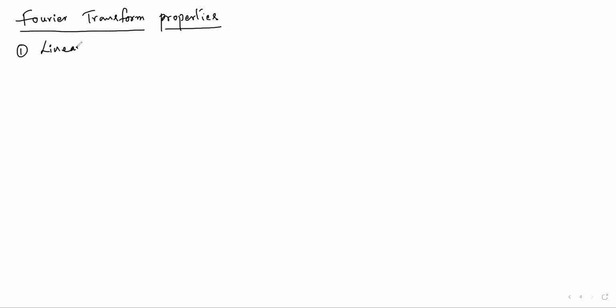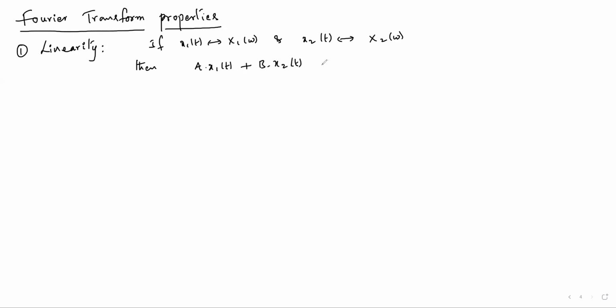First, linearity property. If x1 of t Fourier transform x1 of omega and x2 of t Fourier transform x2 of omega, then the Fourier transform of some constant a into x1 of t plus constant b into x2 of t is a into x1 of omega plus b into x2 of omega.